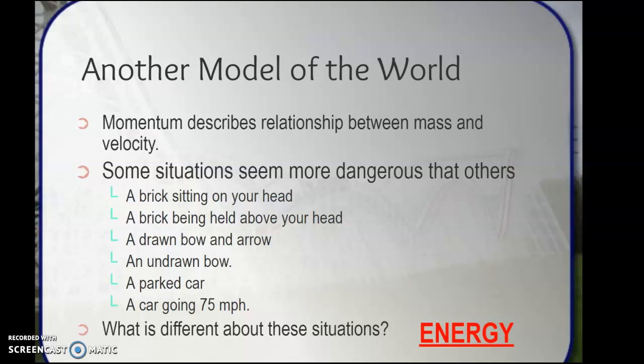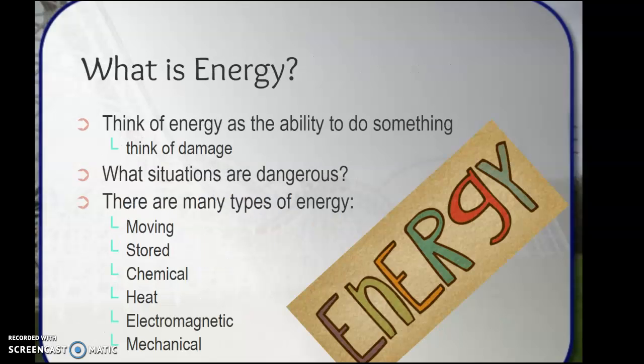Some situations seem to be more dangerous than others, though, like a brick sitting on your head versus a brick being held above your head, or a drawn bow and arrow versus an undrawn bow, a parked car versus a car going 75 miles per hour. So, what's the difference between these situations? It has to do with energy.